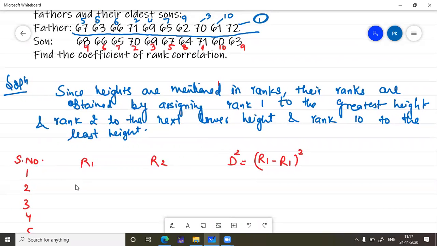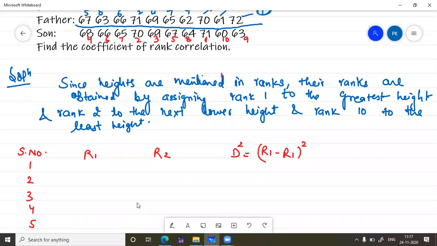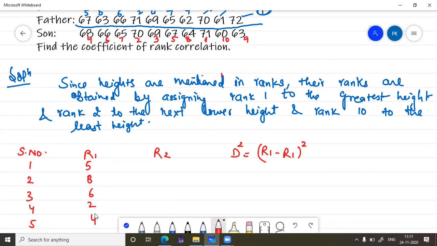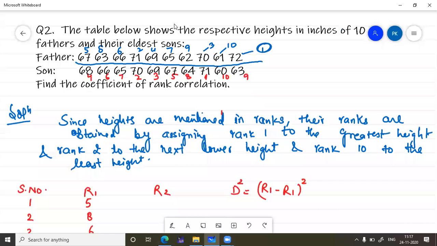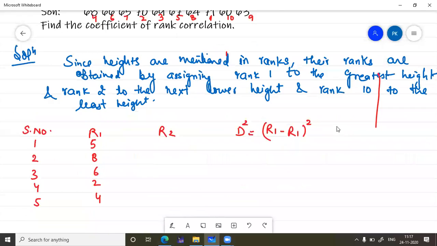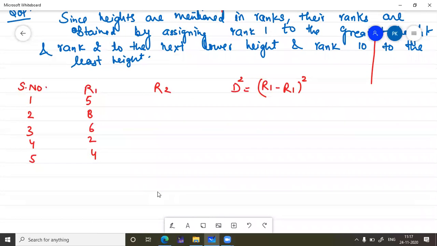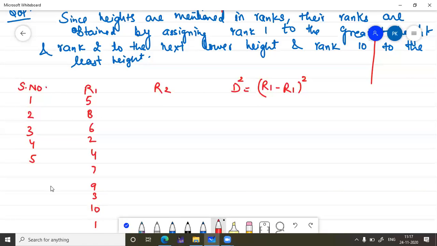5, 8, 6. 5, 8, 6, 2, 4. 7, 9, 3, 10, 1. 7, 9, 3, 10, 1. 6, 7, 8, 9, 10.